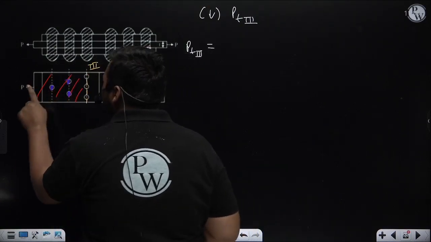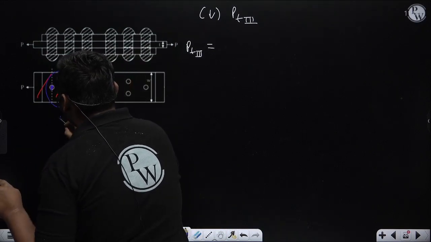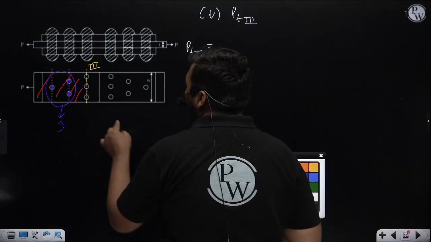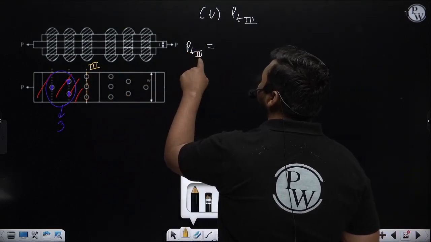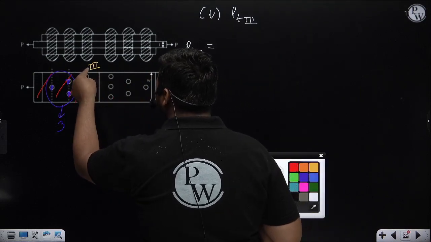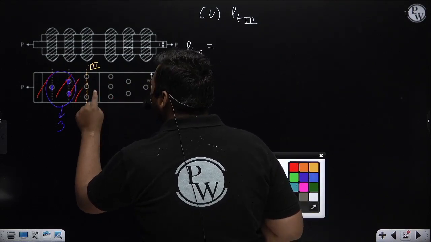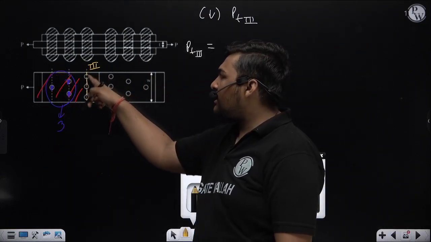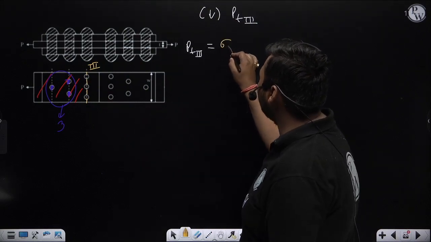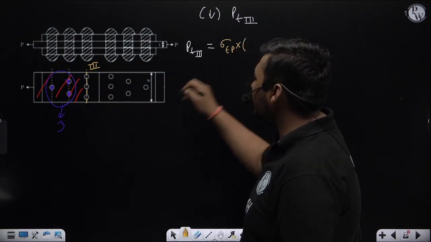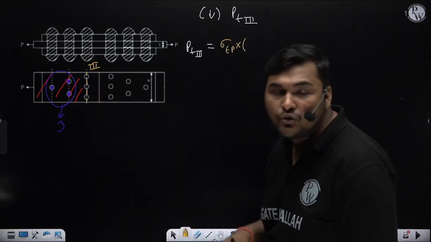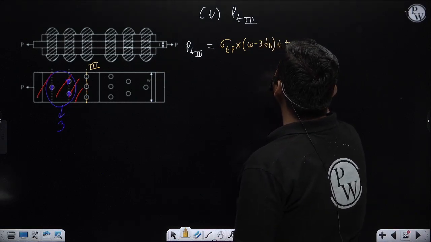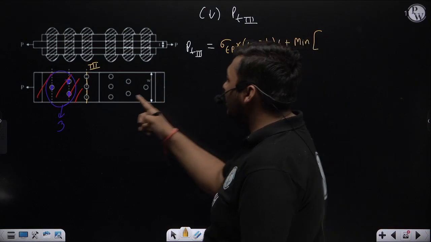Meaning the rivets which are coming on this side. And right now, how many rivets are coming on this side? Three rivets are coming. So, to calculate PT3 and avoid tearing from the third row, first we need to calculate the load to avoid tearing from this plane, plus minimum of shearing or crushing of these three rivets. So first I am calculating to avoid tearing from this plane. For that, equate sigma t with sigma tp into tearing area of this plane, which is w minus 3dh into t, because in this plane 3 holes are coming. So w minus 3dh into t, plus minimum of shearing or crushing of these three rivets.